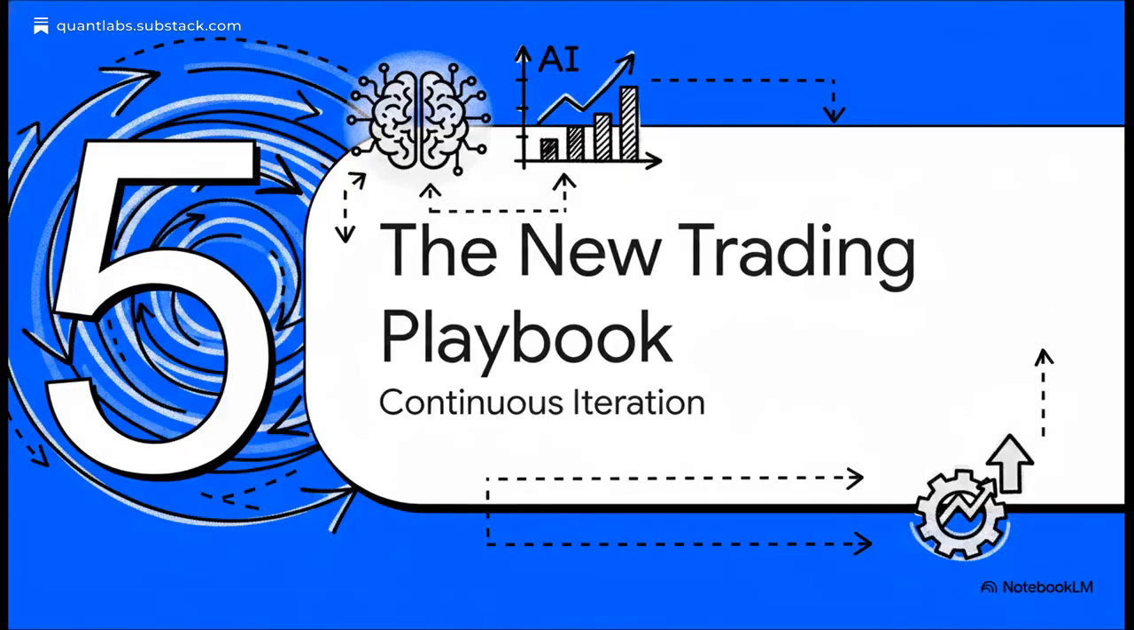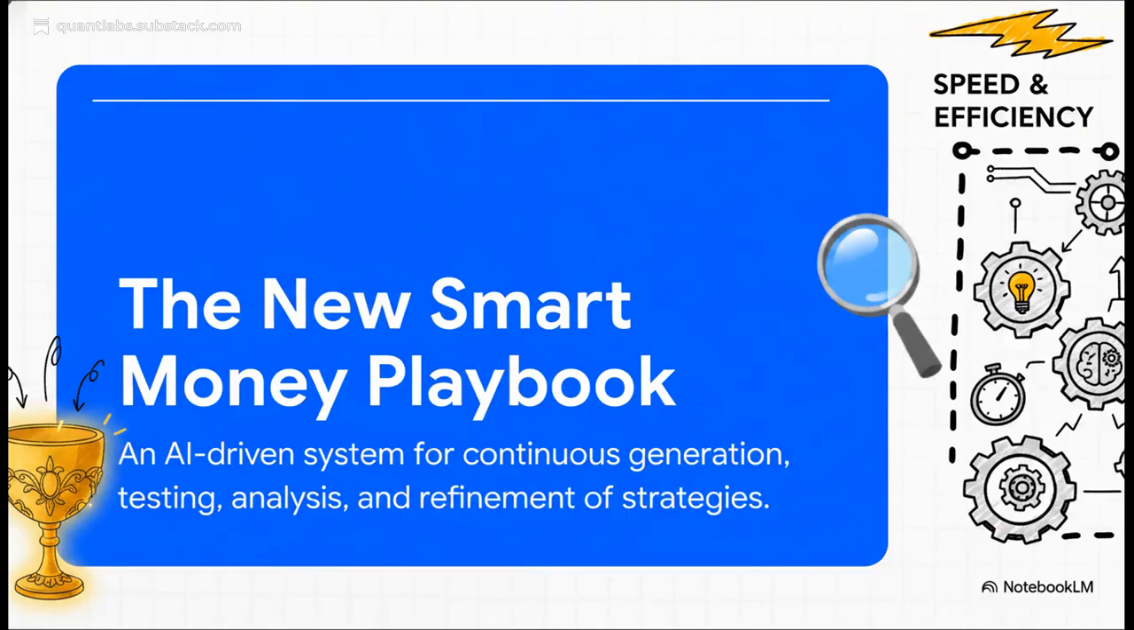So all of this brings us to our final section, the part that ties it all together, the new trading playbook. This is really the big picture takeaway from this whole AI-driven process. You know, the old way of thinking was all about finding that one holy grail strategy that would work forever. This new playbook, it's completely different. It's about building an AI-driven system, a machine that is constantly generating, testing, analyzing, and refining strategies. The competitive edge isn't a single idea anymore. It's the speed and quality of your iteration.